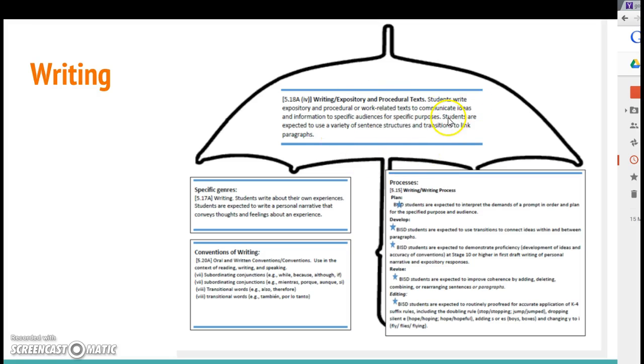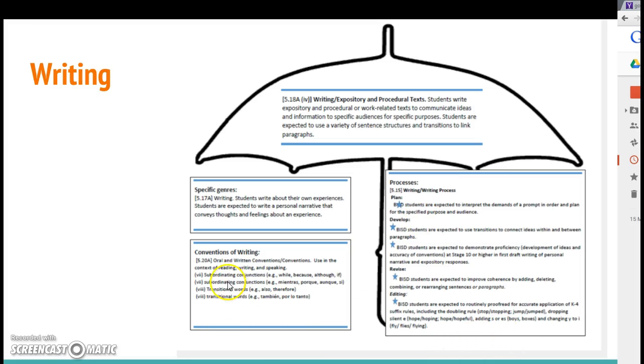Now, writing, we are writing about expository and procedural text. This is in 5th grade. You are really writing to explain yourself. The supporting standards for that 6 weeks are always going to be the writing process, but pay attention on your unit overview to the BISD expectations for each 6 weeks.